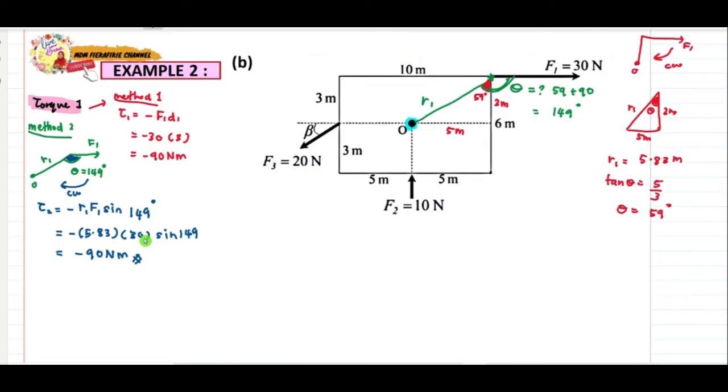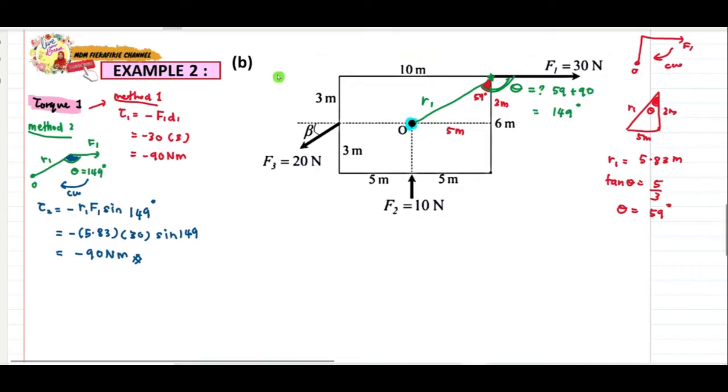Okay, boleh. So kita dah settle kira torque 1. So bagaimana pula untuk kita kira torque 2? Okay, so torque 2 senang saja. Kalau kita tengok ini, torque 2 is very simple. Here we have torque 2.